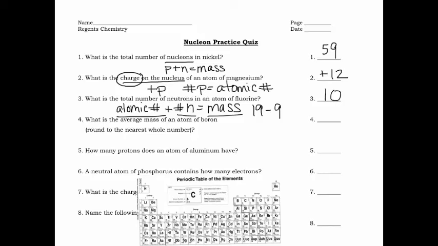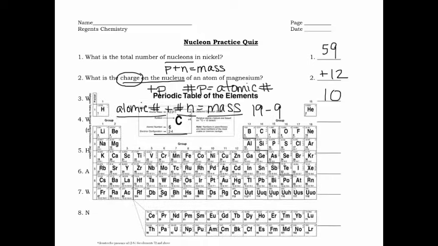Number 4, what is the average mass of an atom of boron? And they want us to round to a whole number. So let's find boron. Here's boron here, and we're going to round this to a whole number. We're using the same rules you use in math class. When you round to a whole number, you look at your first decimal place or your tenths. If it's 5 or greater, you're going to round up. If it's 4 or less, you're going to keep it the way it is. So this becomes 11.